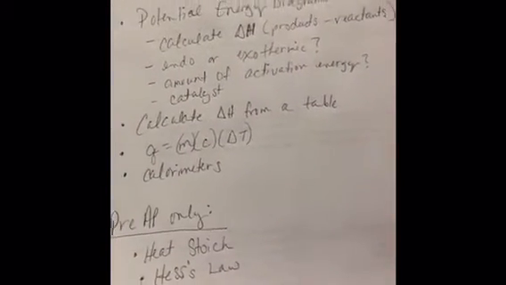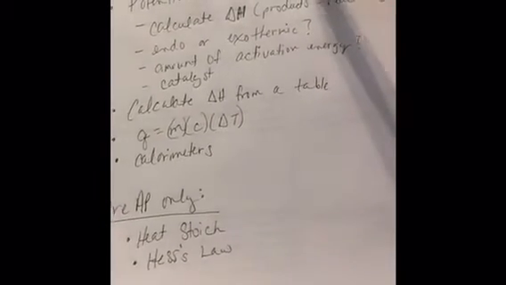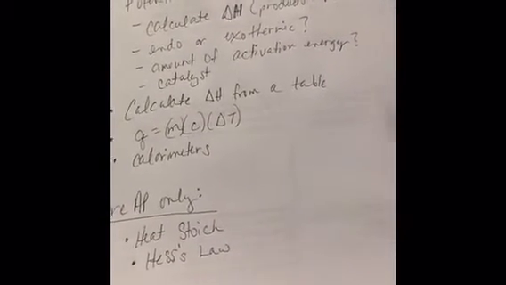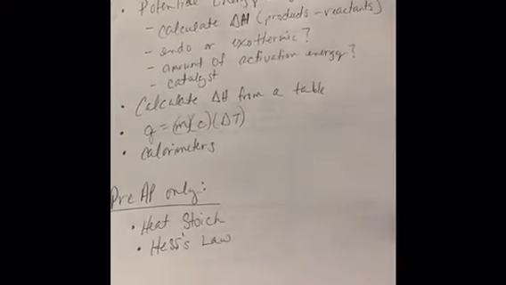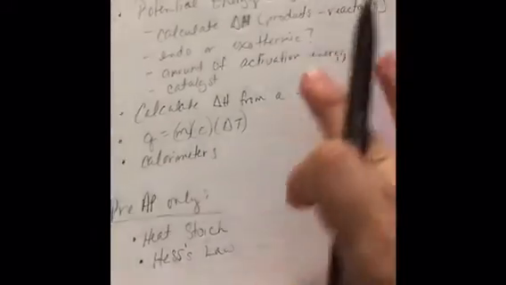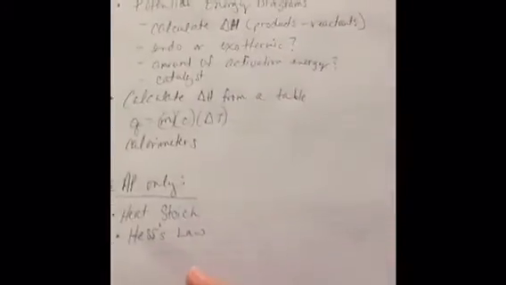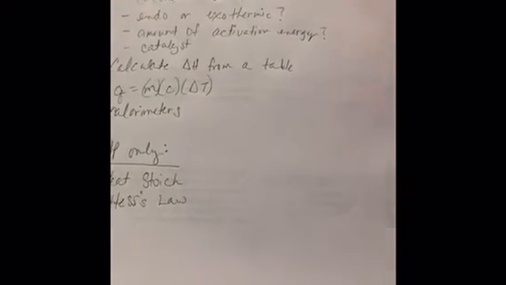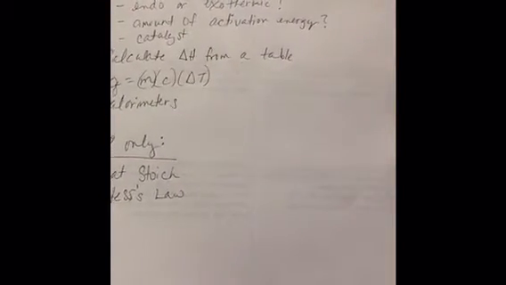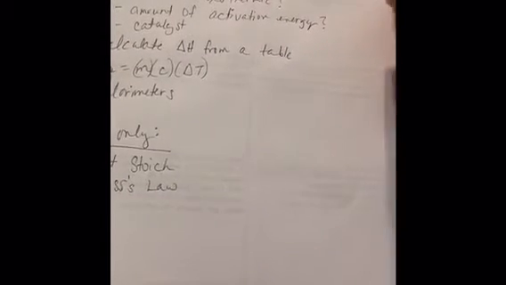So those were your phase diagrams. Every time you have an increase, though, you know you have a different state of matter, a solid, a liquid, or a gas. The potential energy diagrams. There are several things that you can determine from your potential energy diagram. One of those is to calculate your delta H, which was your products minus reactants.